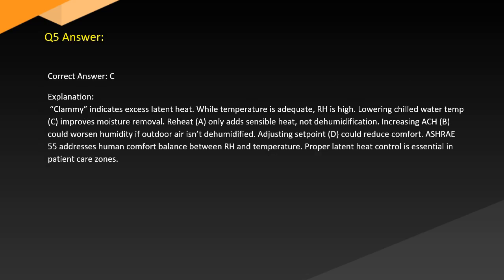Answer. Correct answer: C. Explanation. Clamminess indicates excess latent heat, while temperature is adequate. RH is high. Lowering chilled water temp, C, improves moisture removal. Reheat, A, only adds sensible heat, not dehumidification.